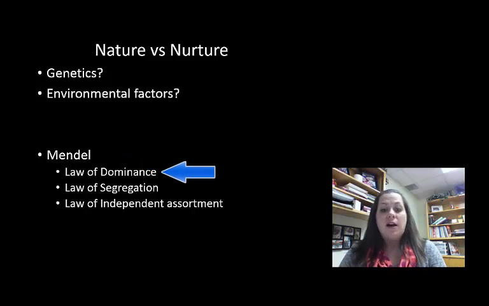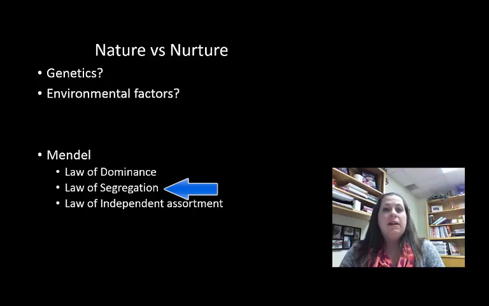The first law is the law of dominance. This says that there's going to be 2 factors for each trait. However, one is going to be dominant over the other, which we call the recessive. If the dominant trait is present, it actually masks or hides the recessive trait. The recessive trait's still there, you're just not seeing it. It's being hidden. It's masked. Okay, so this is what we call the law of dominance.